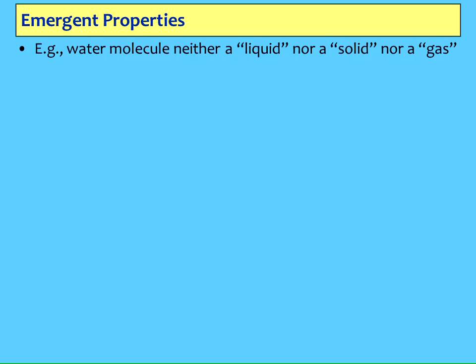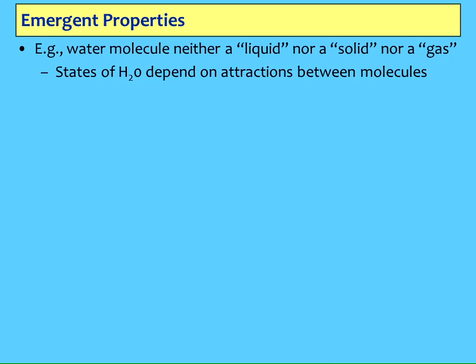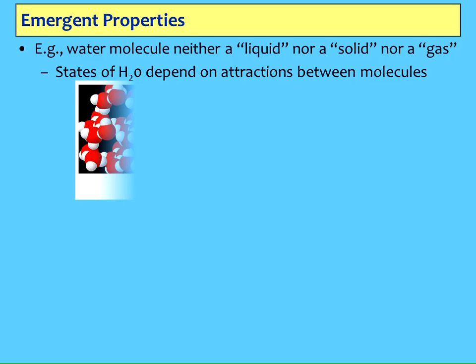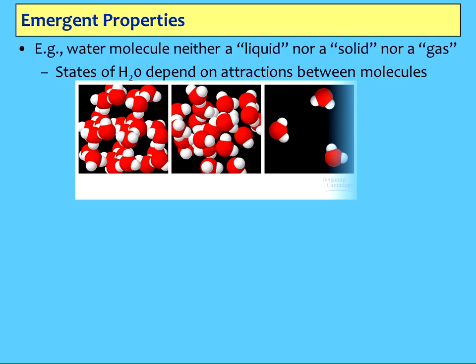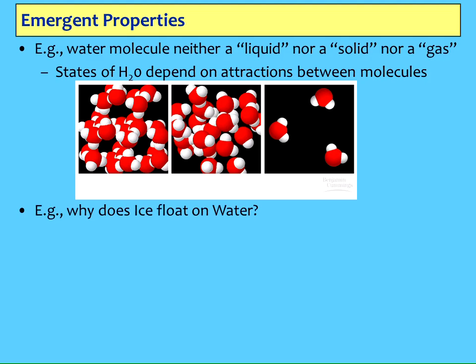So a water molecule, an isolated water molecule, is not a liquid. It's not a gas. It's not a solid. It's only when it interacts with other water molecules that you get the states we know as water: water is a liquid, ice is a solid, and water vapor is a gas. Those three. And it's the interactions between them that give us the peculiar characteristics of water.